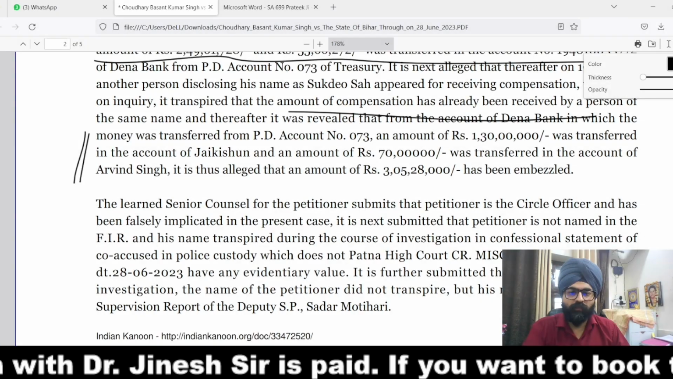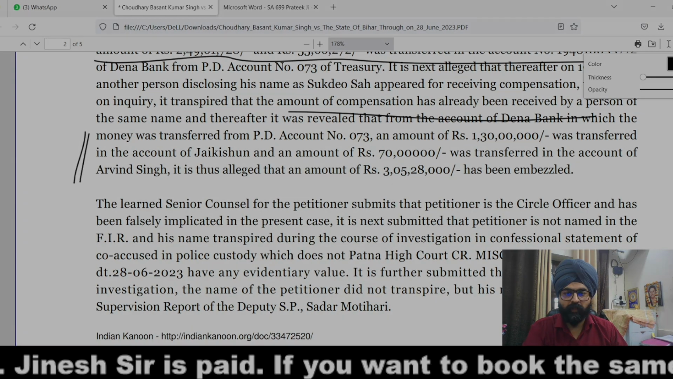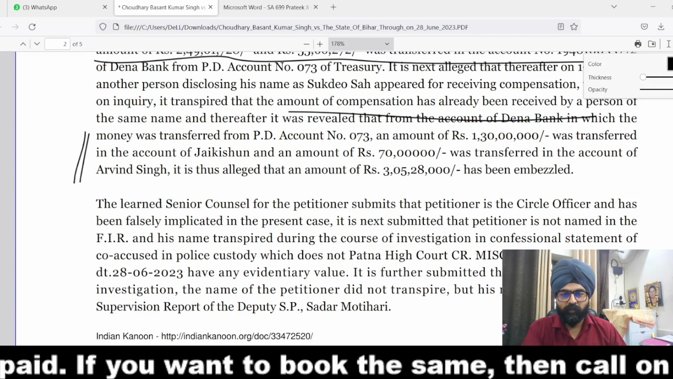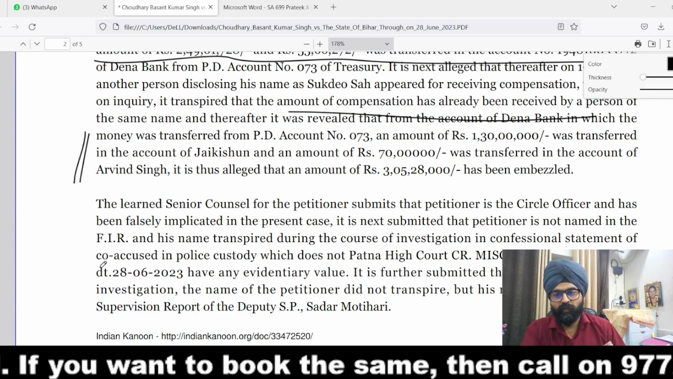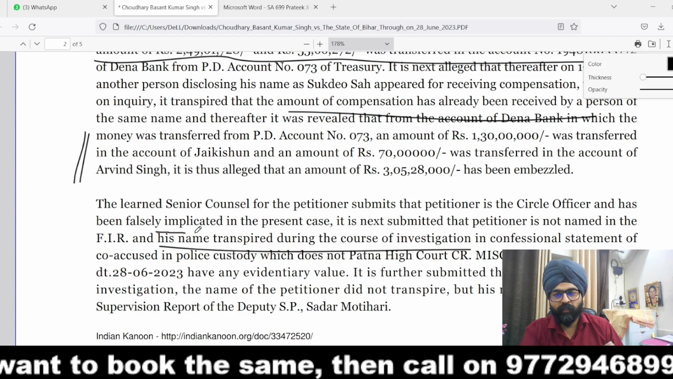The concerned counsel for the petitioner further submits that the petitioner is a circle officer and has been falsely implicated in the case. It is submitted that he is not named in the FIR. His name transpired during the course of investigation. There are certain circumstances in which the accused is not named, but in the course of investigation, the particular person is named.